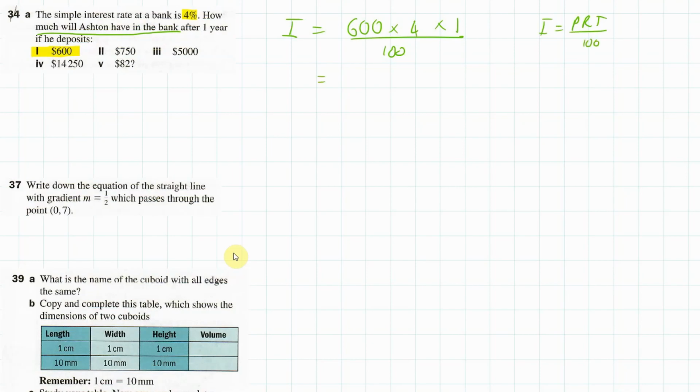Now, when we do this, what does this give us? I think it gives us $24. But that is not the answer, because the answer requires you to say how much he will have in the bank. Now, he'll also have the $600. So in total, he'll have the $600 that he invested plus the $24 interest, because his money has had some children, and he'll have $624. There we go. So if you're using the simple interest formula and you want to know how much in total in the bank, you've got to add that interest to the original principal. Okay, let's move on.